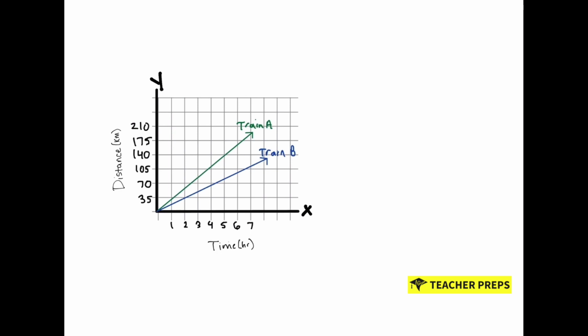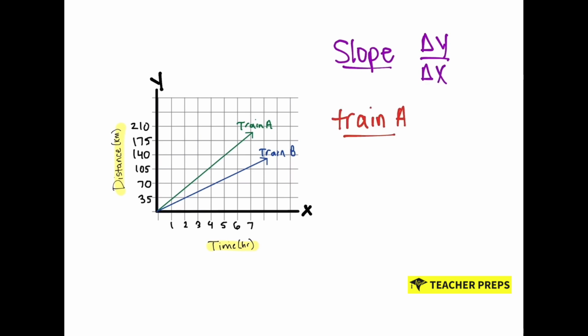Let's look at the following graph. If you notice, the y-axis measures distance in kilometers, and the x-axis measures time in hours. What we have here is two trains, train A and train B. One way that we can interpret what's going on with train A and train B is by looking at the slope of each of the trains. Remember that the slope is the steepness of the train, or the change in y over the change in x.